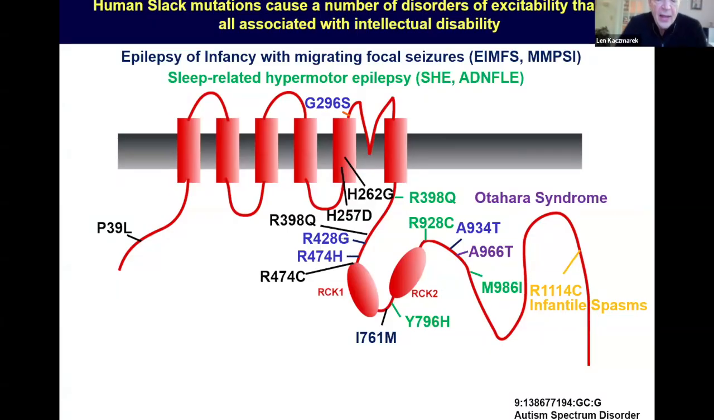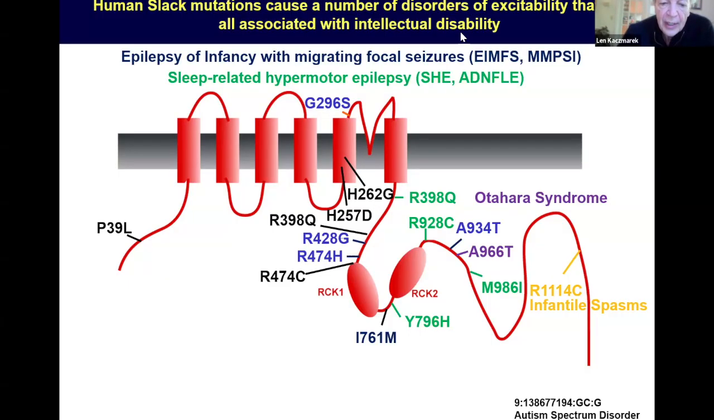So mutations, as you all know, in KCNT1 are devastating in many ways. And this shows a number of these mutations. These are all mutations that we've looked at in our lab. I think over the past several years, there have now been over 70 papers describing about 60 different mutations in KCNT1.